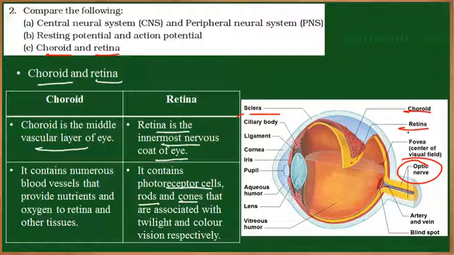The choroid is the middle layer and the retina is the last layer. The choroid is thin at the posterior end. At the anterior end, it becomes thicker, giving rise to the ciliary bodies, and it has a colored segment which is called the iris. This region is also responsible for the color of the eye, that is, we have blue, black and brown eyes. These eye colors are due to the presence of the iris, which is also present in the choroid layer. So these are the differences.